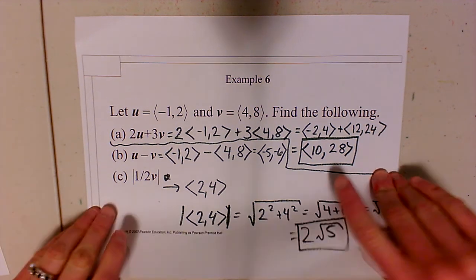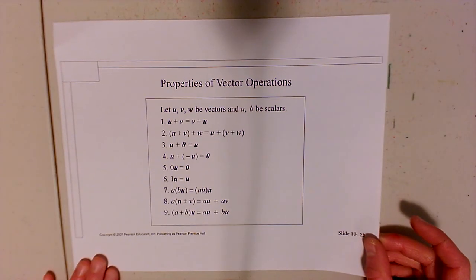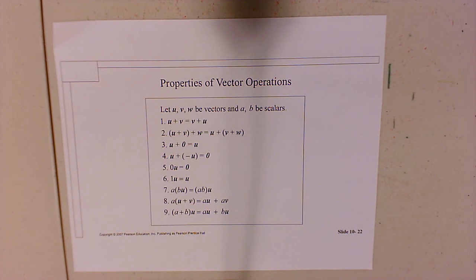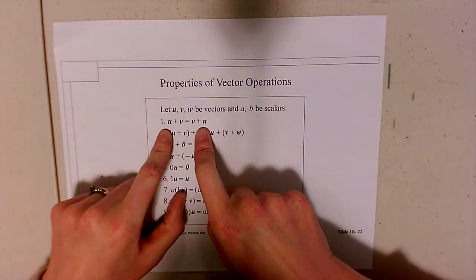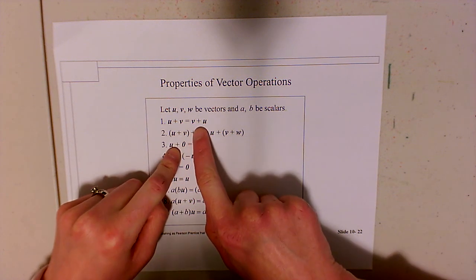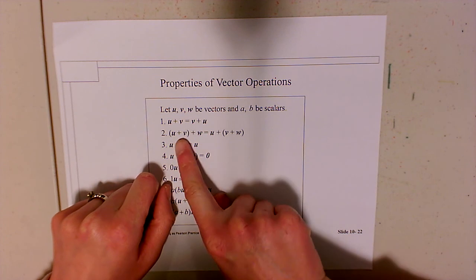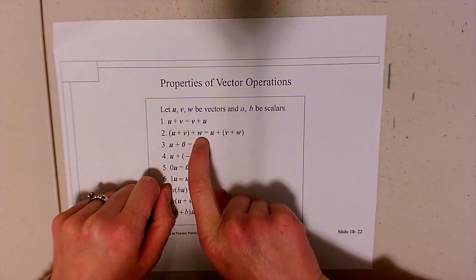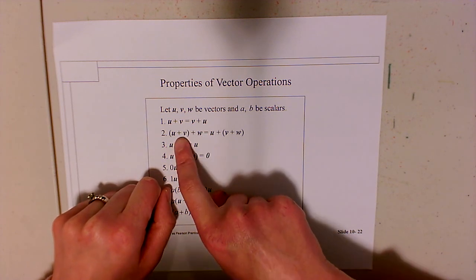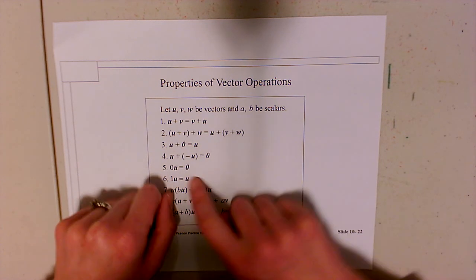And then the last slide in topic 2 summarizes our properties of vector operations. This is the commutative property: if we do u plus v, that's going to give us the same answer as doing v plus u. This is the associative property: if we have 3 vectors, u, v, and w, and we want to add them all together, we can do u plus v first, or we could do v plus w first, and we get the same answer.